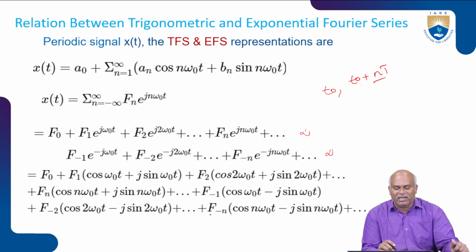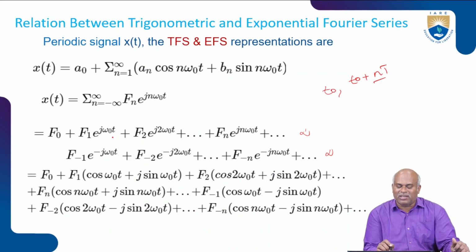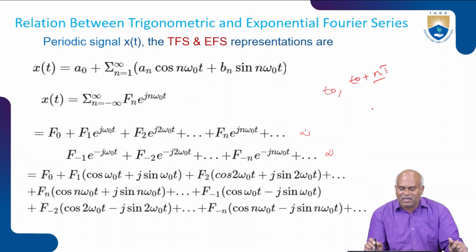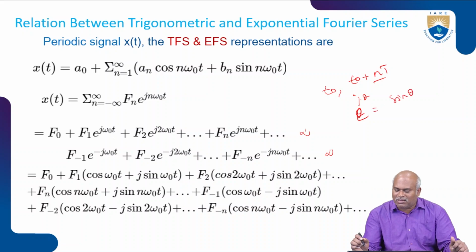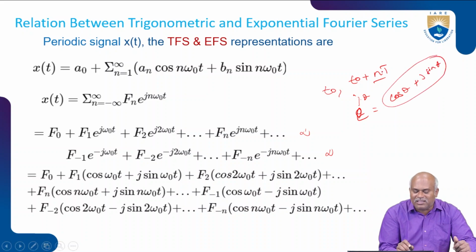Now I need to simplify this. Sorry, e power j theta is represented as cos theta plus j sin theta. I write this portion in this format.